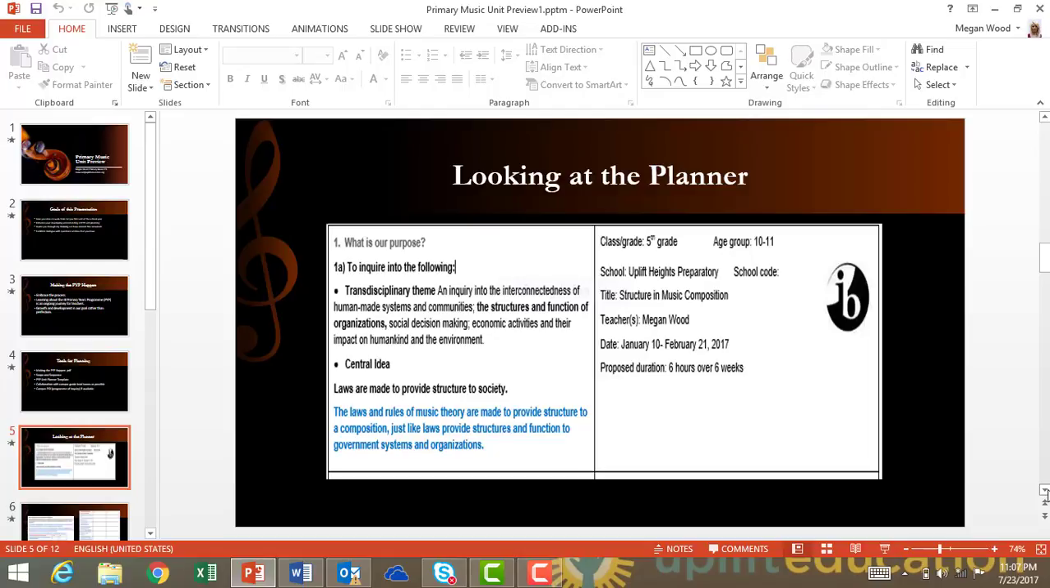Now, I don't want you to get caught up too much on using that central idea exactly. I want you to think of how music connects to that central idea. So the connection I made is the laws and rules of music theory are used to provide structure to a composition, just like laws provide structures and functions to government systems and organizations. So that was my tie-in. So I'm thinking how laws tie into music.